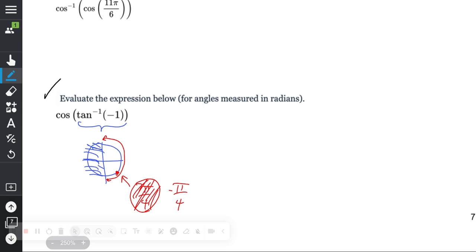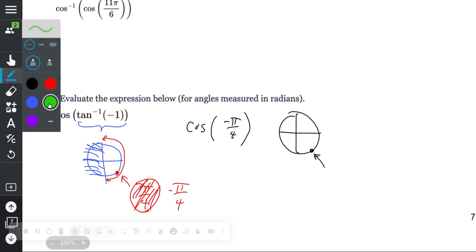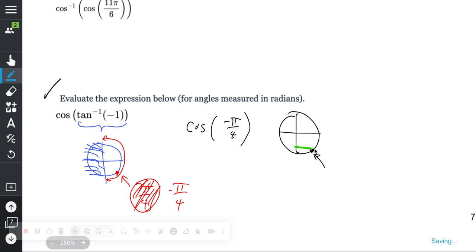Okay, so now what we're doing is cosine of negative pi over 4. This is straight from the very beginning of the unit. Where is negative pi over 4? Oh, it's exactly where we found it, where we left it, right there. What is the cosine of this location or angle on the unit circle? That would be positive √2 over 2.